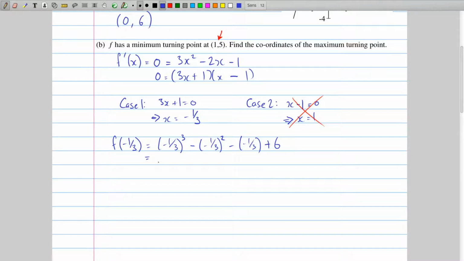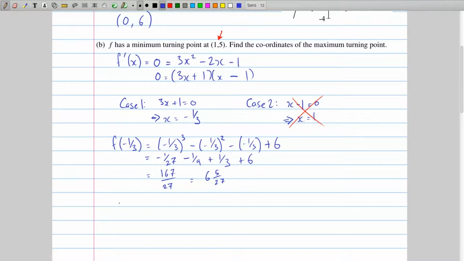So that becomes minus 1 over 27. The next bit is going to be minus 1 over 9 when you work out all the different signs. And we're going to have a plus 1 over 3 and a plus 6. And this becomes 167 over 27, or if you prefer mixed numbers, that's 6 and 5 over 27.